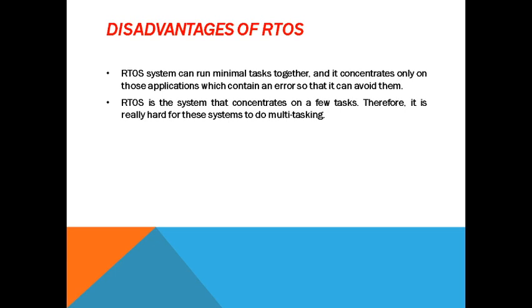Then, it is a system that concentrates on a few tasks. For example, if we take an embedded system like a mobile phone, it will concentrate on calling itself. Therefore it is really hard for this system to do multitasking. But nowadays, in the case of smartphones, we embed other features also, like watching movies, listening to music, and so on. But in some specific systems, these types of things will not occur.